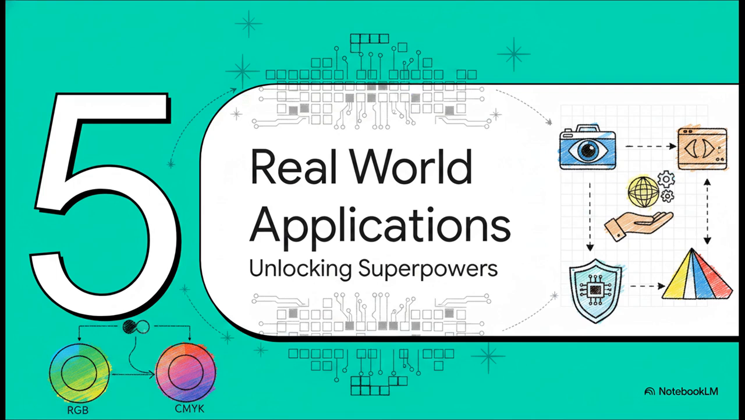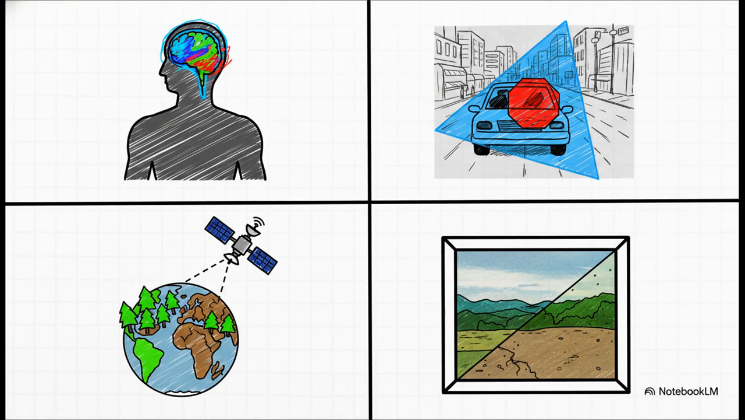Let's wrap things up with Section 5, Real-World Applications. So why does all this mathematical gymnastics actually matter? Because teaching a machine to manipulate color unlocks some literal, real-world superpowers. By working with color data, or chrominance, algorithms can do amazing things.